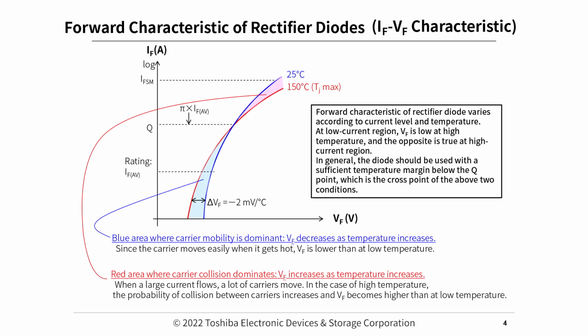Forward characteristic of rectifier diodes. The forward characteristic of a rectifier diode varies according to current level and temperature. At low current region, VF is low at high temperature, and the opposite is true at high current region. In general, the diode should be used with a sufficient temperature margin below the Q point, which is the cross point of the above two conditions.